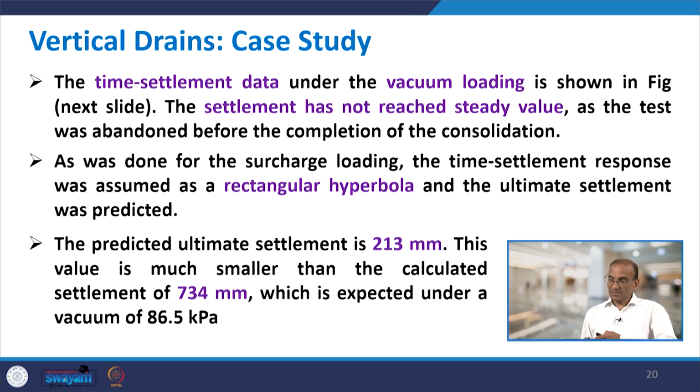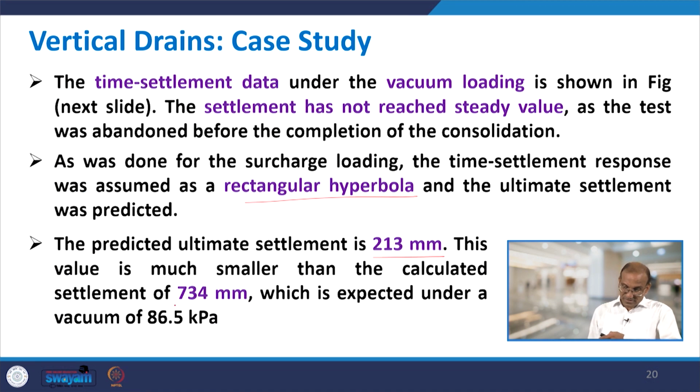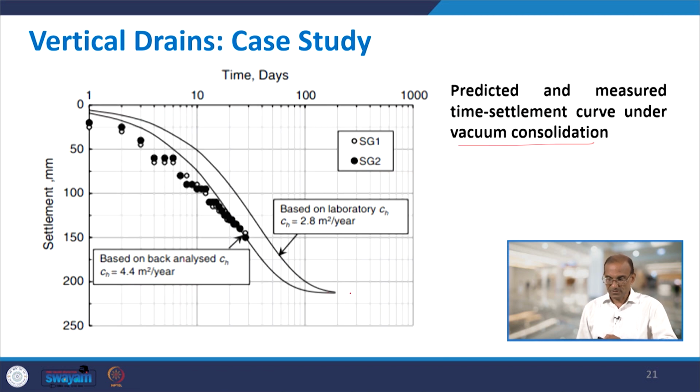As was done for the surcharge loading, the time settlement response was assumed as a rectangular hyperbola and the ultimate settlement was predicted. The predicted ultimate settlement is 213 mm, which is more than 149 mm, which we have said. This value is much smaller than the calculated settlement of 734 mm, which is expected under a vacuum of 86.5 kilopascal. So, the value coming out of this is 213 mm, but the calculated settlement was going up to 734 mm and the predicted was very small. So, in this case the results were not so good compared to the surcharge consolidation.